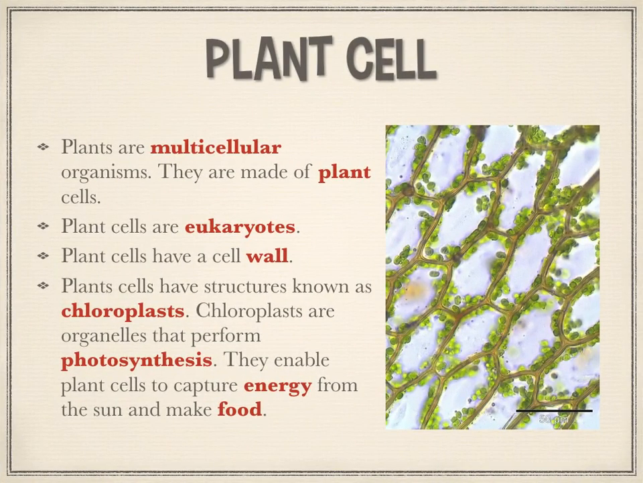Plants are multicellular organisms. They are made of plant cells. Plant cells are eukaryotes. They have a cell wall. Plant cells have structures known as chloroplasts. Chloroplasts are organelles that perform photosynthesis. They enable plant cells to capture energy from the sun and make food.